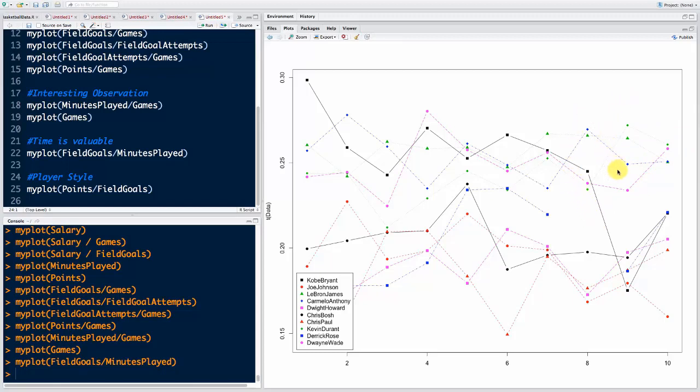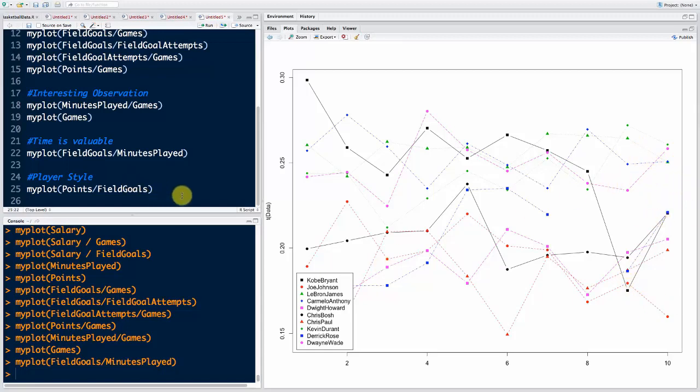And also we're seeing kind of two groups. We've seen some players over here, and we've seen some players over here. So the players that fall into this group are Kevin Durant, Dwayne Wade, Carmelo Anthony, and LeBron James. Very interesting to see this type of grouping.